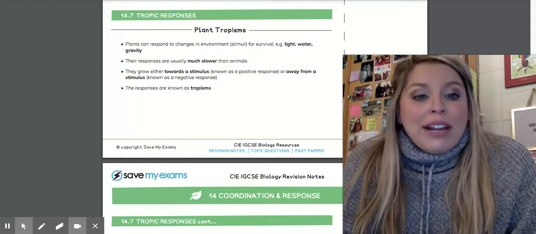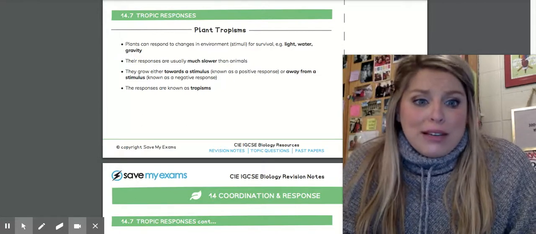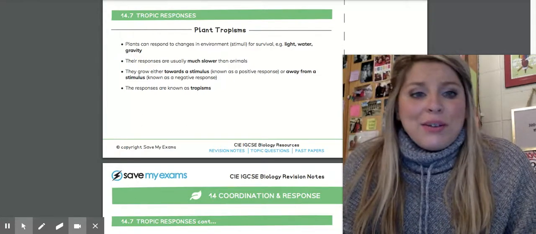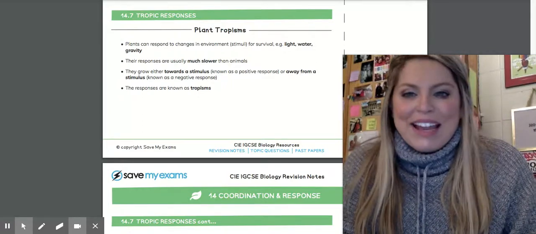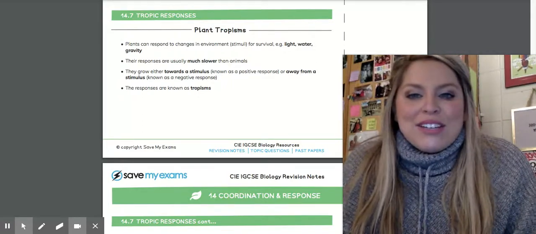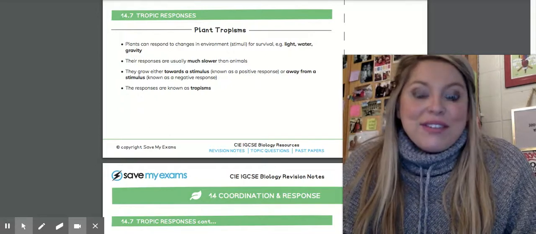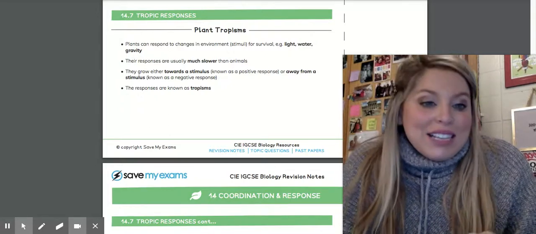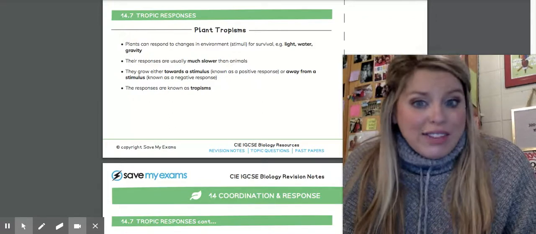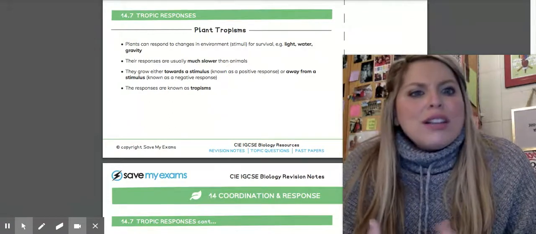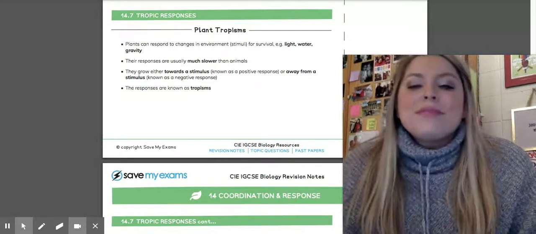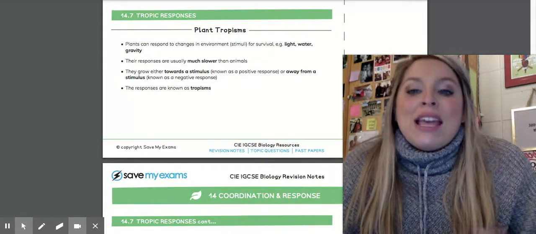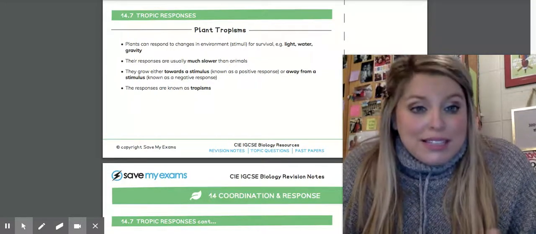So diving right in, what is a tropism? And is that a new word that you've probably never heard before? And that's okay. We're going to talk about it. So plants can respond to changes in the environment for their survival as well. They respond to things like light, water, and gravity. Their responses are a lot slower, though, than what's going on in an animal or a human. So much, much slower.